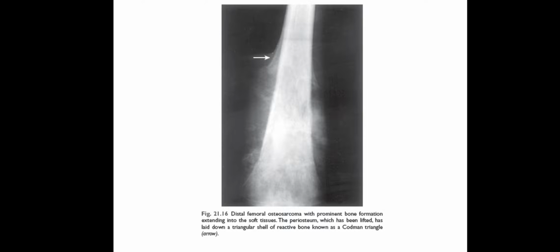هذه هي الديستال فيمر osteosarcoma. تلاحظون with a prominent bone formation extending into the soft tissue. طبعا هنا البريوستيوم which has been lifted يرفع، تلاحظون هذا السهم يأشر لي على البريوستيوم شلون مرفوع. هاي الحافة بارزة البيضاء مثل القلم مخطوطة مسويت لي triangle like. Has laid down a triangular shell يعني طبقة of reactive bone اللي هي الكودمان triangle والمؤشر بها بالسهم.